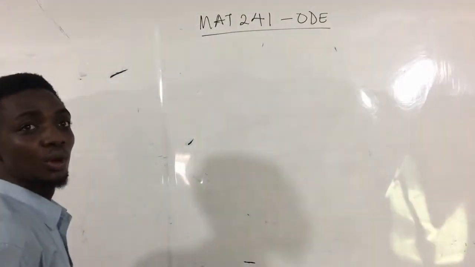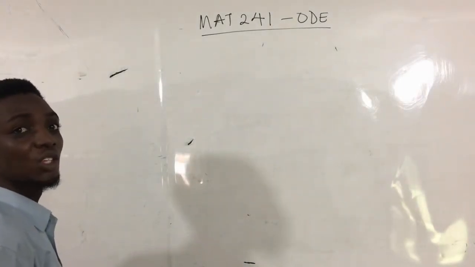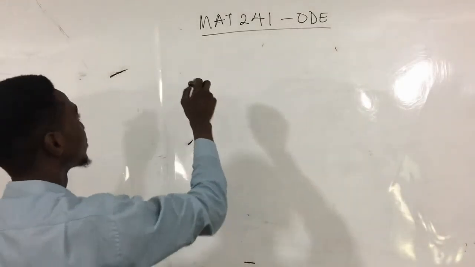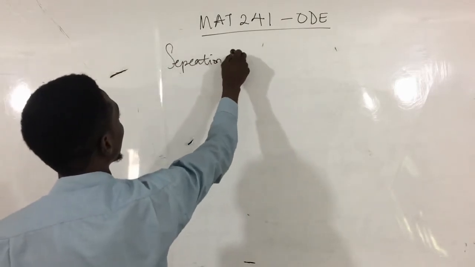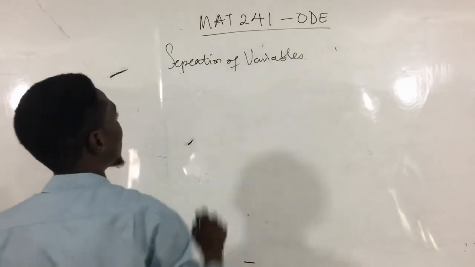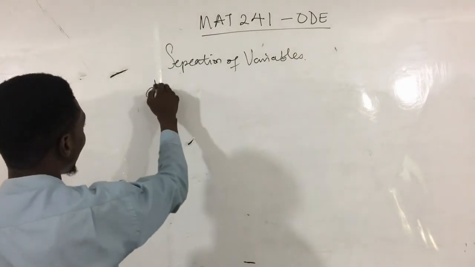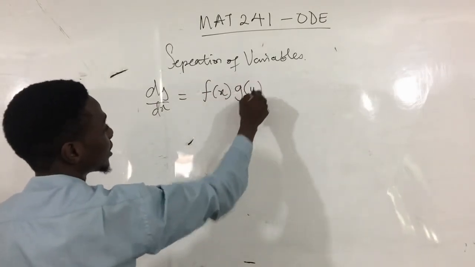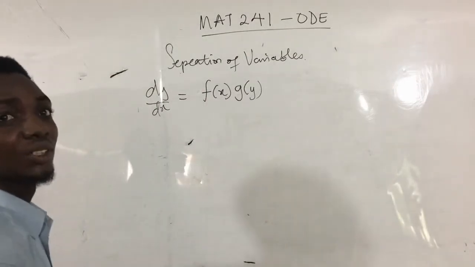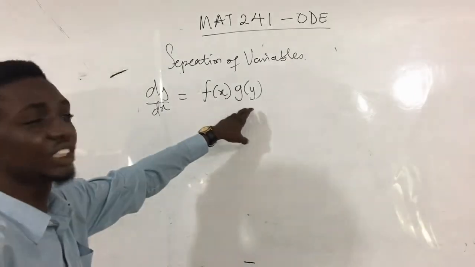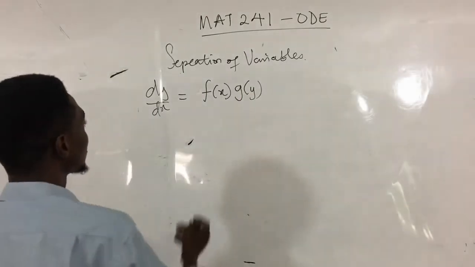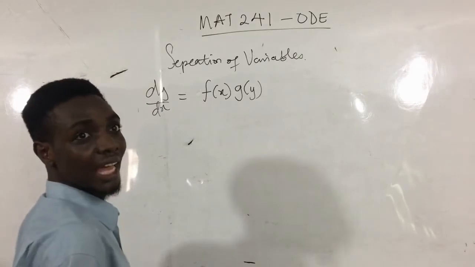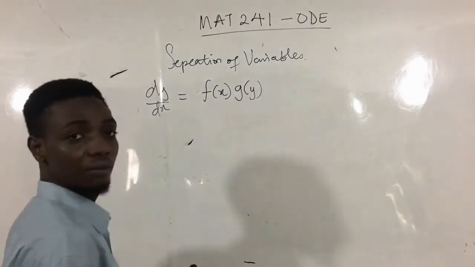Now, for an ODE to qualify to be solved by separation of variables, it must be in this form. So I'll write down the format. An ODE is qualified if dy over dx equals a function of x times another function of y. The fact that g is used there doesn't mean it's not a function. f here stands for function of x, and g of y stands for function of y. So if you can express your first order differential equation this way, then you should be able to solve it using the separation of variables method.